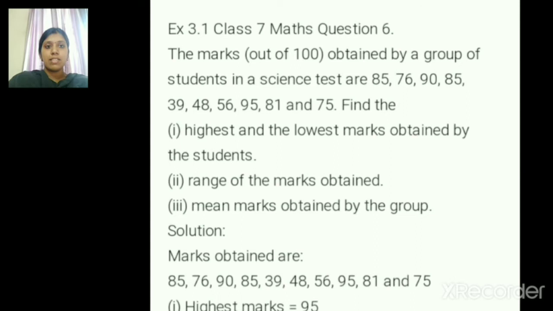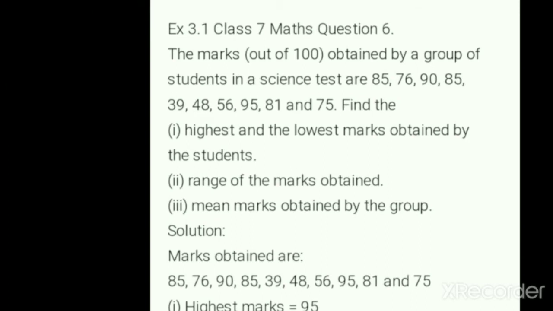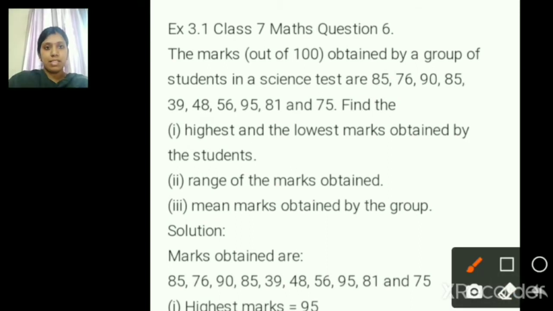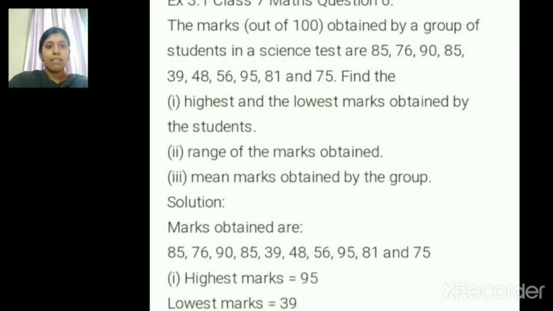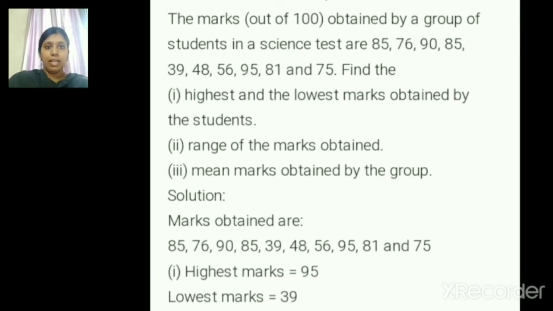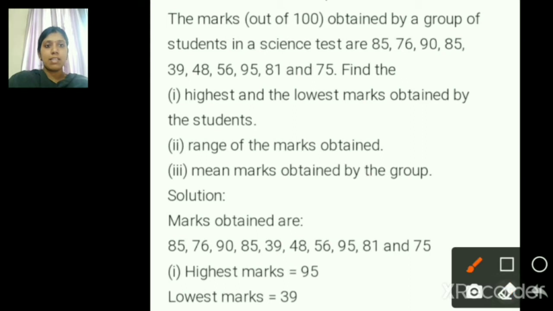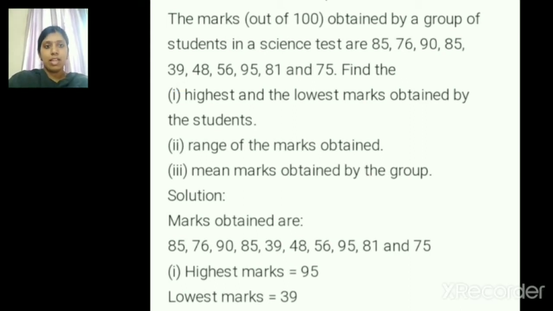First subdivision, highest and the lowest mark. By looking at the marks, we have to say which is the highest and which is the lowest mark. Highest mark is 95. Yes or no, children? So from the given data, the highest mark is 95. Next, lowest mark. Which is the lowest mark from the observation? 39. So the lowest mark is 39. Clear? So that is the first subdivision, highest and lowest mark.